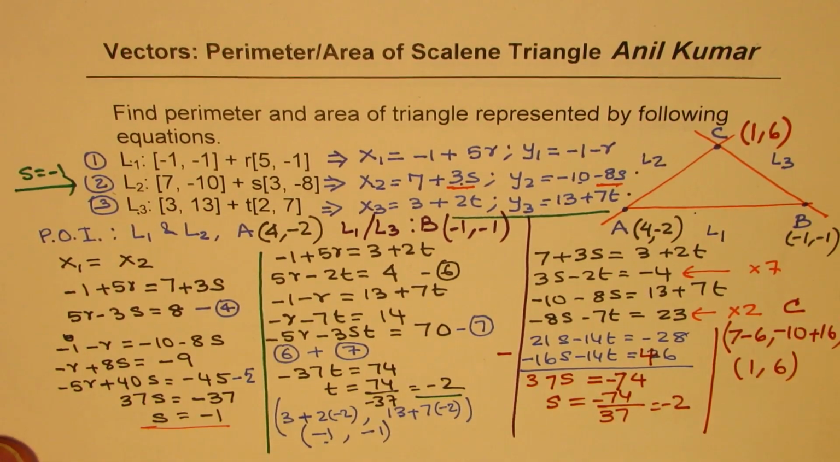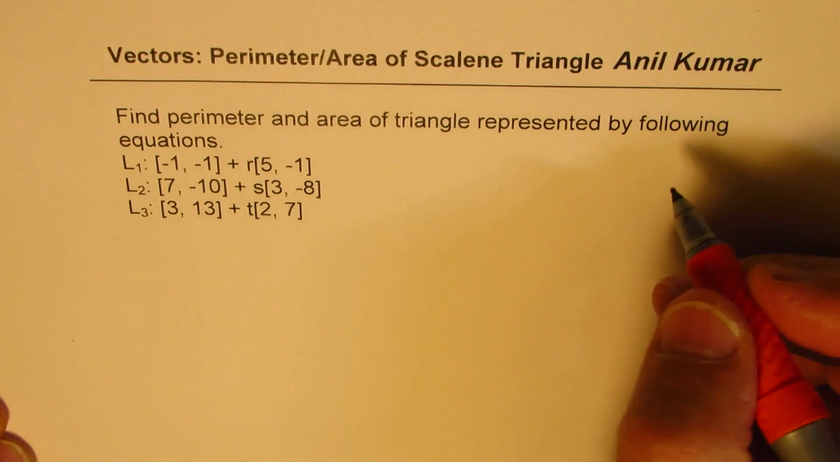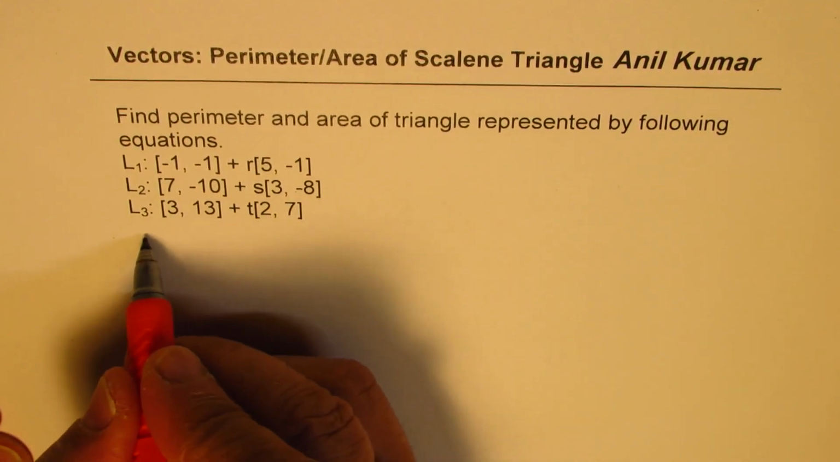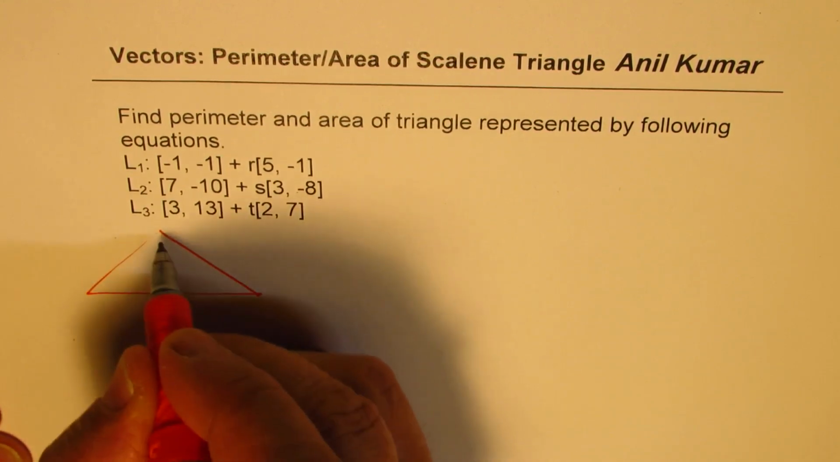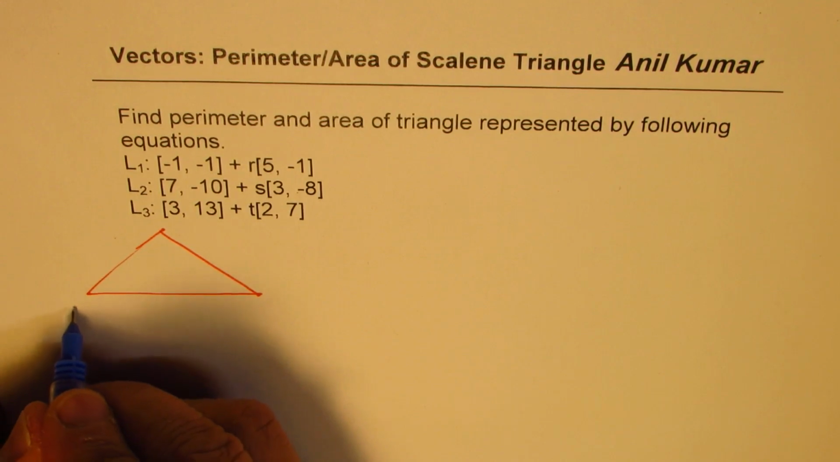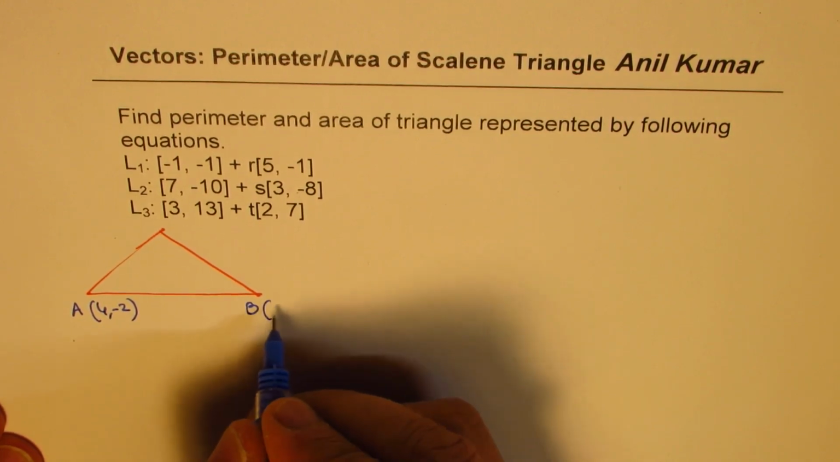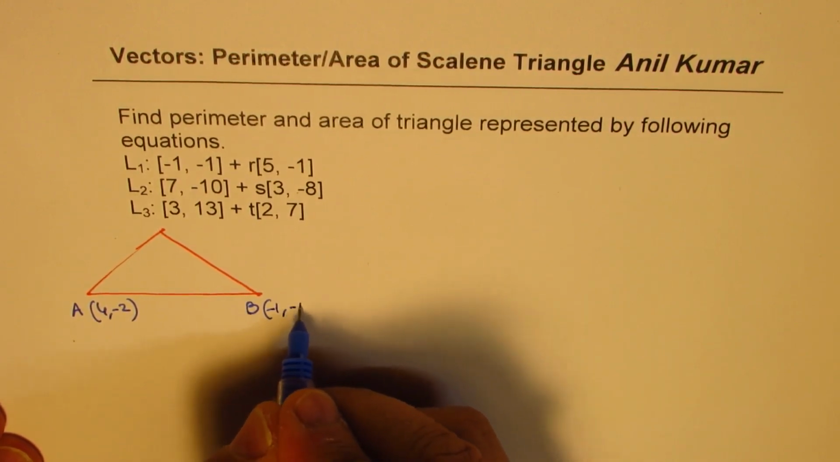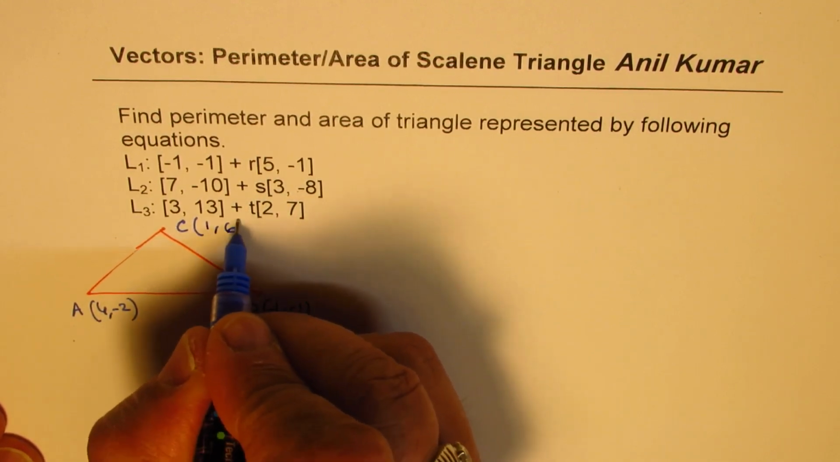Perfect. So let's do it on a fresh page. Let me redraw the triangle with the vertices which we just calculated. So we have a triangle here. The vertices are A is 4, minus 2, B is minus 1, minus 1, and C is 1, 6.